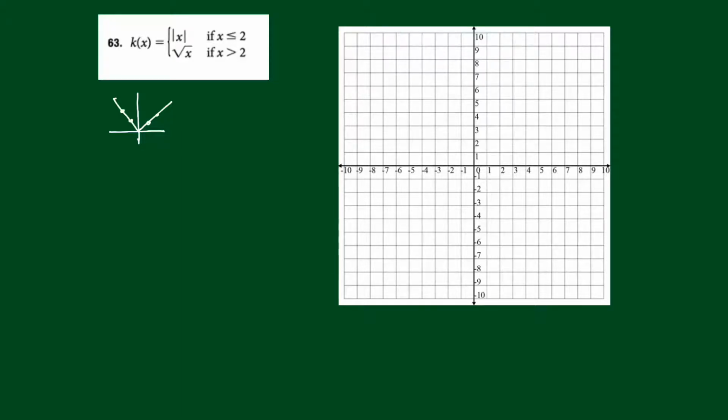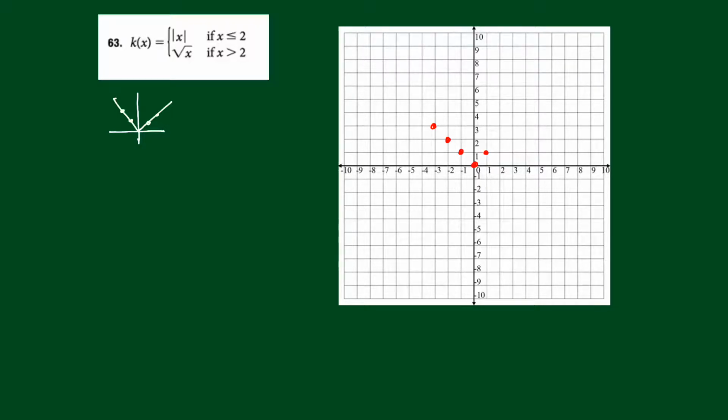So let's see what we're going to get here. It's going to look like this. I'll do it in red. Over 1, up 1, to the left 1, up 1, to the right 1, up 1, and then to the right 2, up 2.